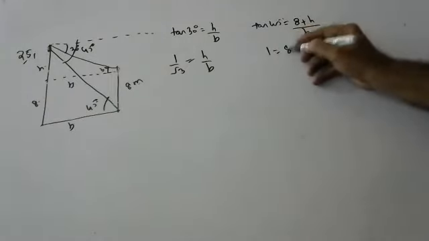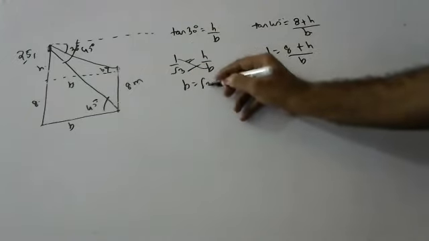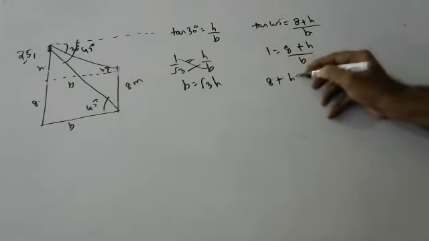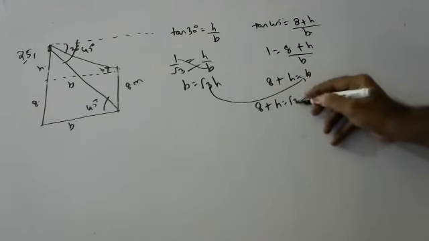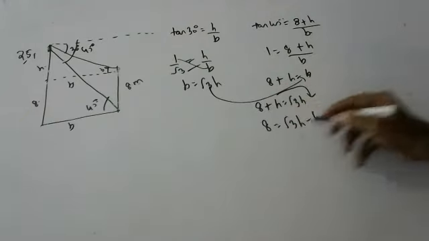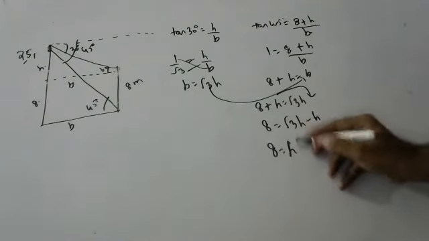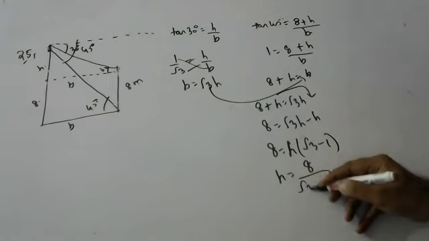So 1 is equal to 8 plus h by B. This comes here, B is equal to root 3. 8 plus h is equal to B. This comes here, children, 8 plus h is equal to root 3 h. This comes here, 8 is equal to root 3 h minus h. 8 is equal to h, if you take common, children, root 3 minus 1. h is equal to 8 by root 3 minus 1.